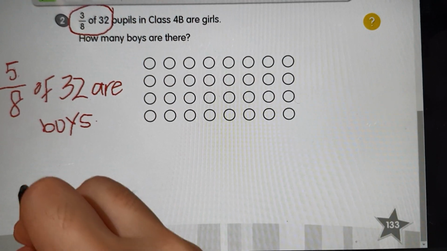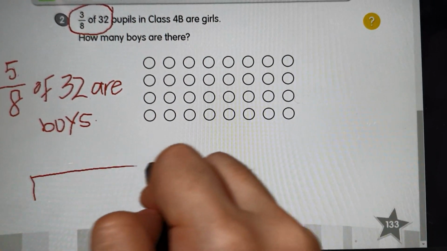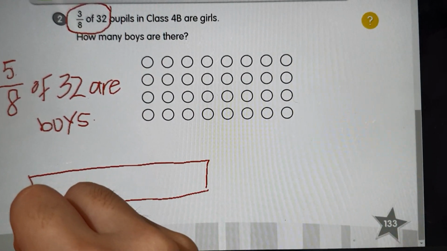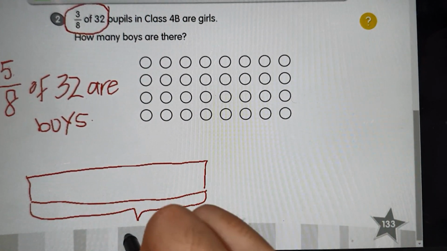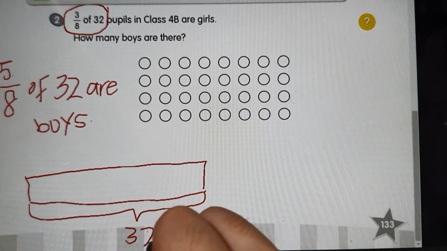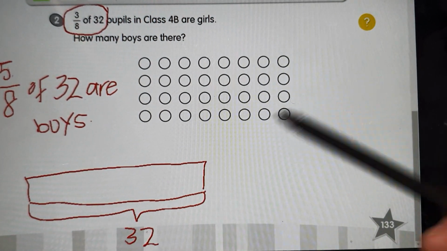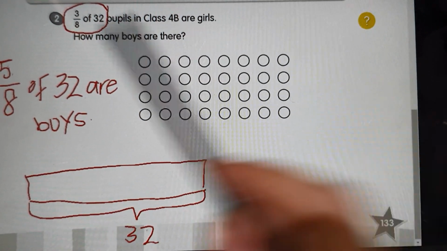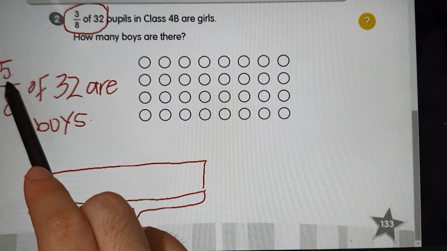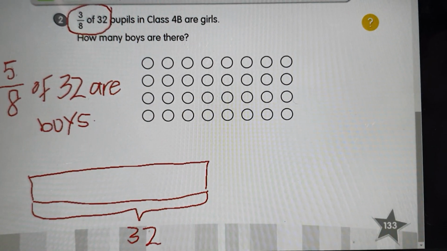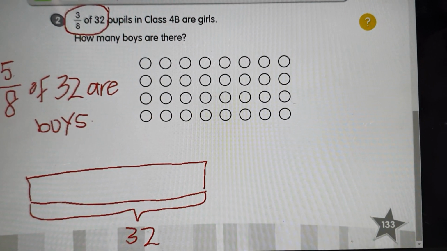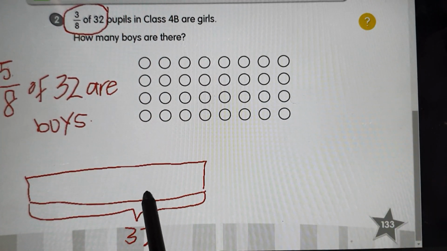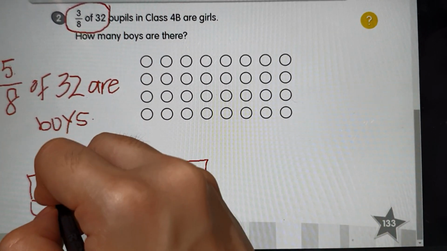Which means I will draw a bar for my model which represents 32. And how many units am I going to cut this into? Am I going to cut it into 8 units or 5 units? Okay, remember, we always cut it based on our denominator, which is 8. So we will cut this model into 8 units.